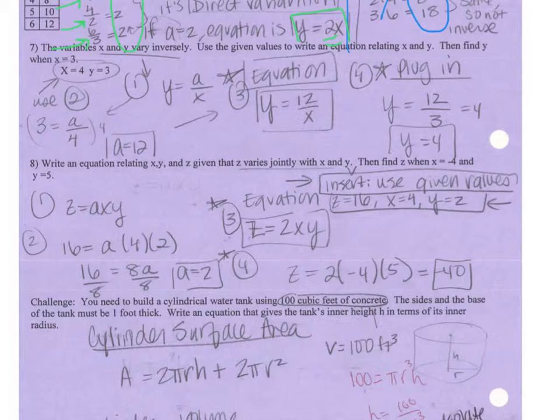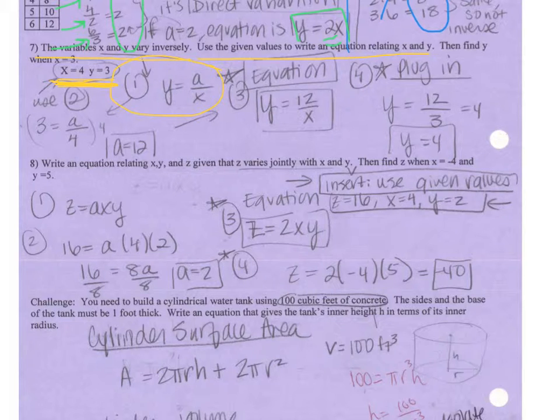So for number 7, it first tells us that it's an inverse equation. There's 4 parts. So first, set up the general equation. So for inverse, it's y equals a over x. Then next, we need to use the given values to write an equation to find the constant. Always use the 2 numbers that are side by side. Sometimes it comes next in the sentence, sometimes it's written on the line below. So we're going to plug these in for x and y because they're side by side.